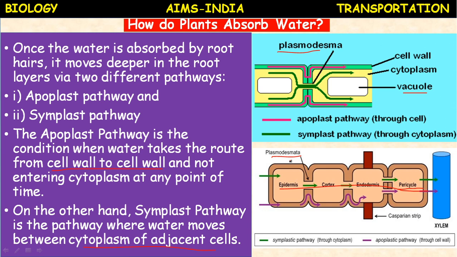Symplastic movement is aided by cytoplasmic streaming of individual cells. It is, however, slower than apoplastic movements. Okay, it is slow, slowly the water will move. Okay, the movement of water takes place by two different pathways, apoplast and symplast. Apoplast means cell wall to cell wall, whereas symplast means cytoplasm of the adjacent cells. Movement takes place through the cytoplasm of adjacent cells.